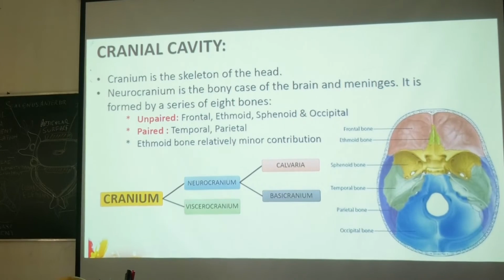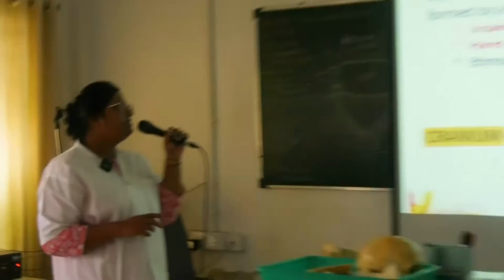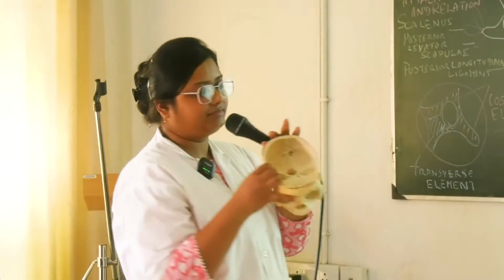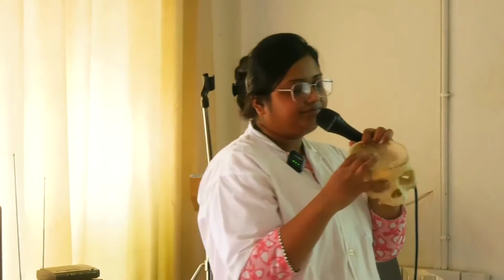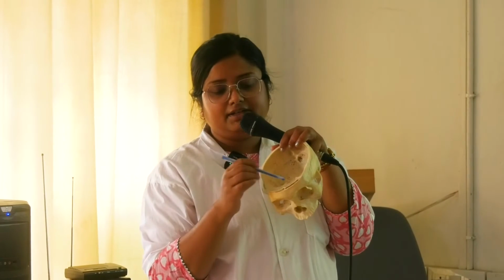Cranium is the bony case of the brain and the meninges, okay, and it is formed by a series of 8 bones. So which bones are forming the cranial cavity? Unpaired and paired bones are present, okay. So see here, this is the base of the skull. This anterior-most bone is the frontal bone. Here one butterfly-shaped bone is present, that is the sphenoid, okay. And this small part is formed by the ethmoid bone.